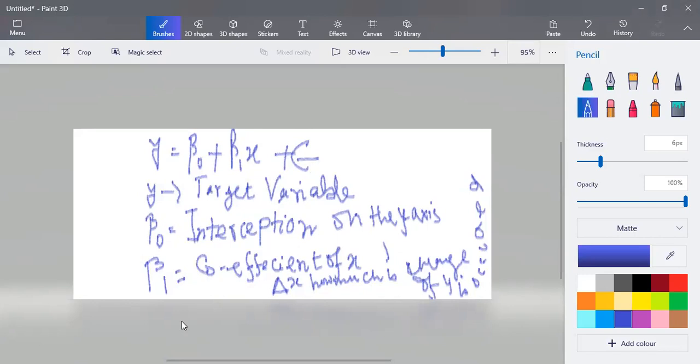Beta 0 is the interception on y-axis, and what is epsilon? Epsilon is nothing but a constant value.